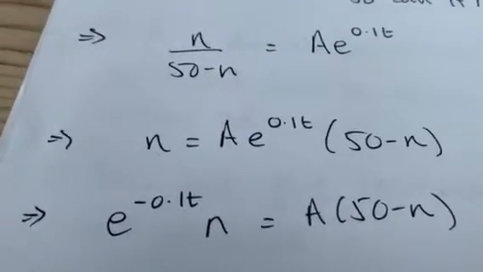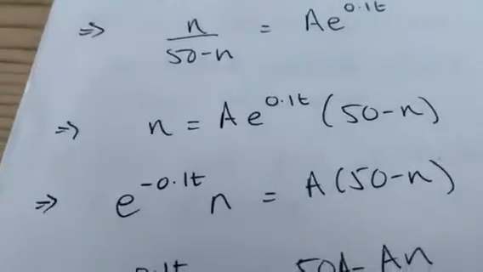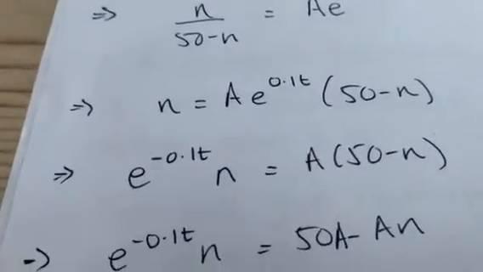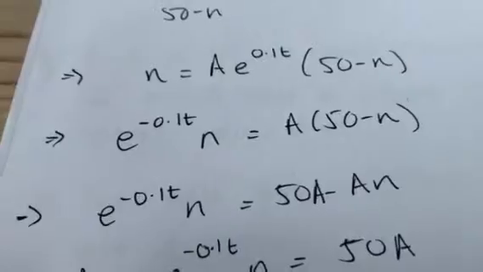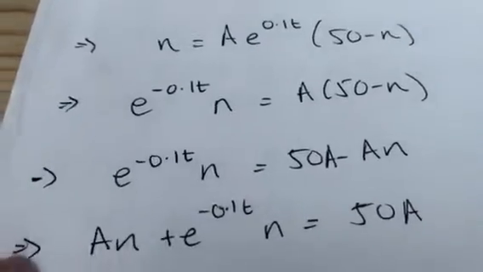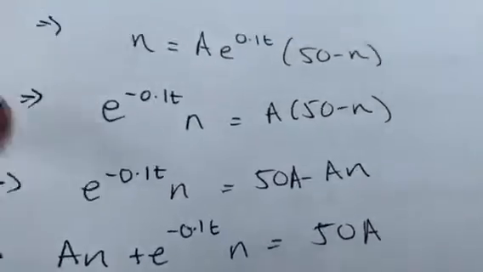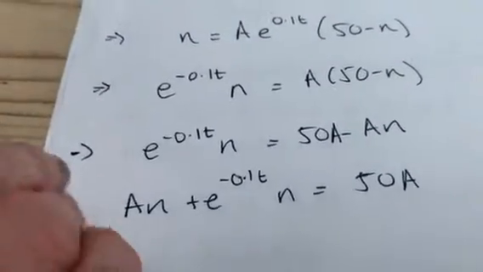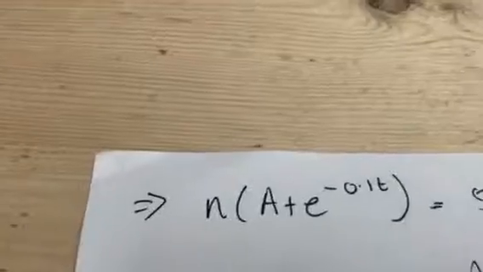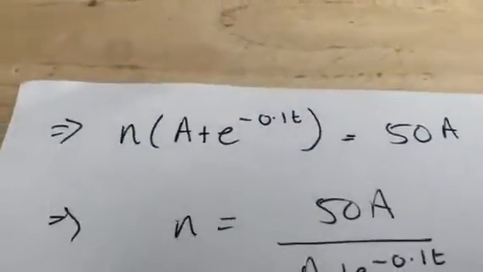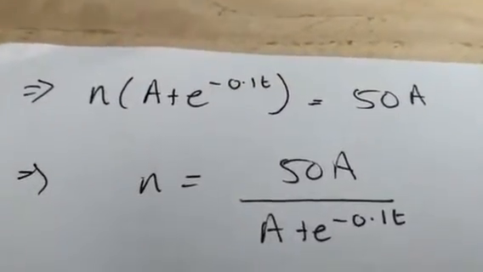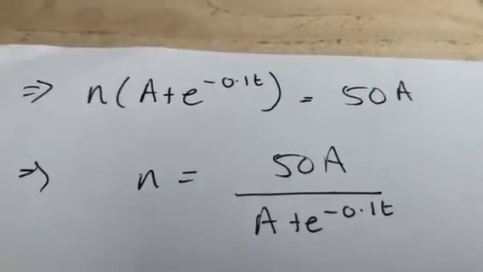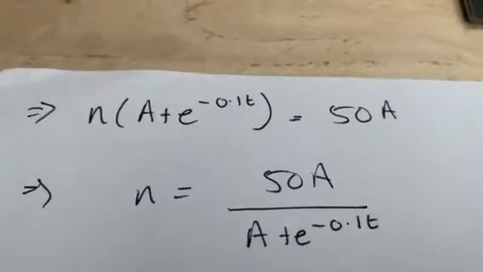Of course, dividing by e to the 0.1t is the same as multiplying by e to the minus 0.1t. I then expand the bracket on the right hand side and add capital AN to both sides. I'm now going to take out a factor of n on the left hand side and I now divide both sides by A plus e to the minus 0.1t, and you have proved what they've asked you to prove.